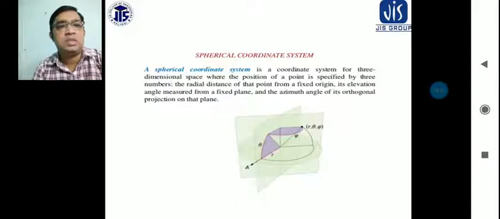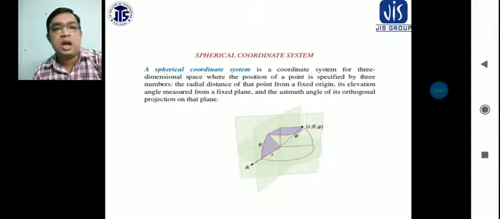Basically, this is concerned with the position of a point by three numbers. The first is the radial distance of the point from the fixed origin. That is, r is given from the fixed origin, and then the elevation, which is the angle measured from the fixed plane. Sorry, the theta value is calculated from this one.